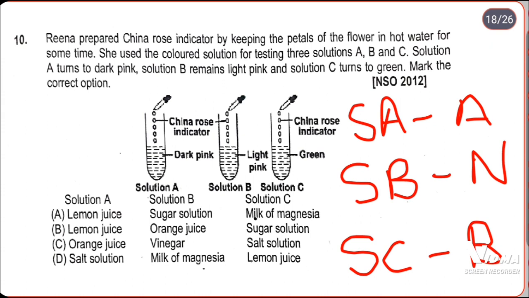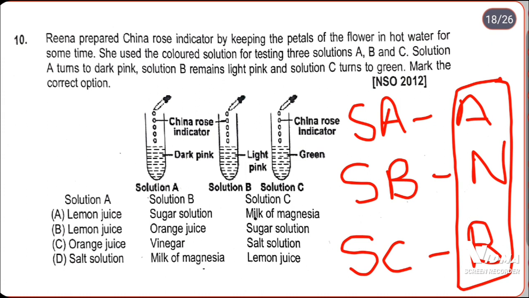So now we have to answer the correct option on behalf of this: solution A is acidic, solution B is neutral and solution C is basic in nature. Lemon juice and orange juice, all three of them are acidic in nature, so option D will not come. Now moving to solution B, which is neutral, so milk of magnesia will also not come. Vinegar is acidic, milk of magnesia is basic, orange juice is also acidic. So the correct answer is option A.